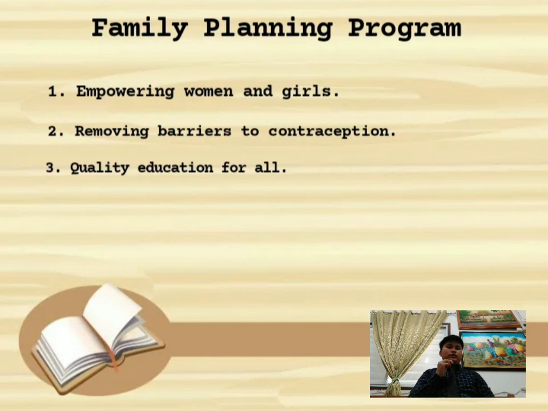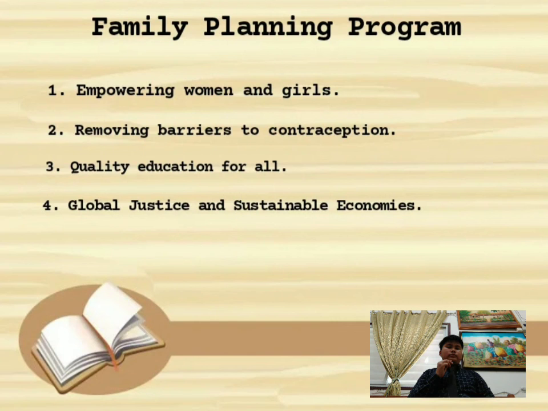Number 3 is quality education for all. All children must receive good quality of education because there are some countries where women have no education. Number 4 is global justice and sustainable economies. All people have equal access to healthcare and better economic opportunities.